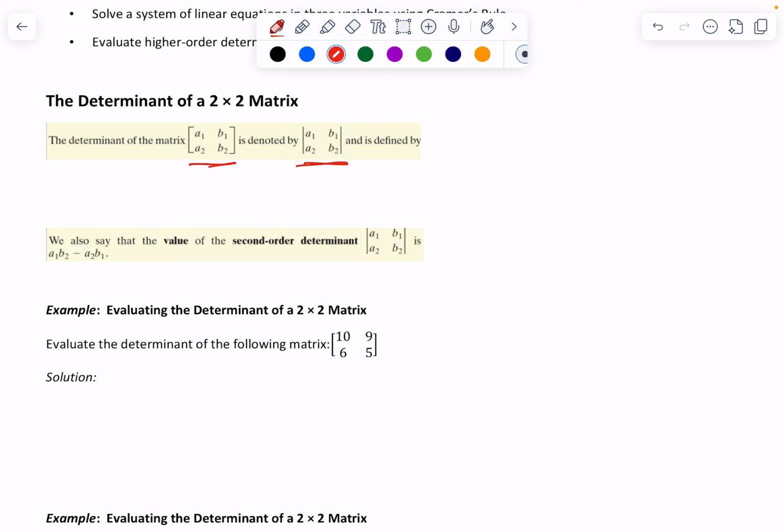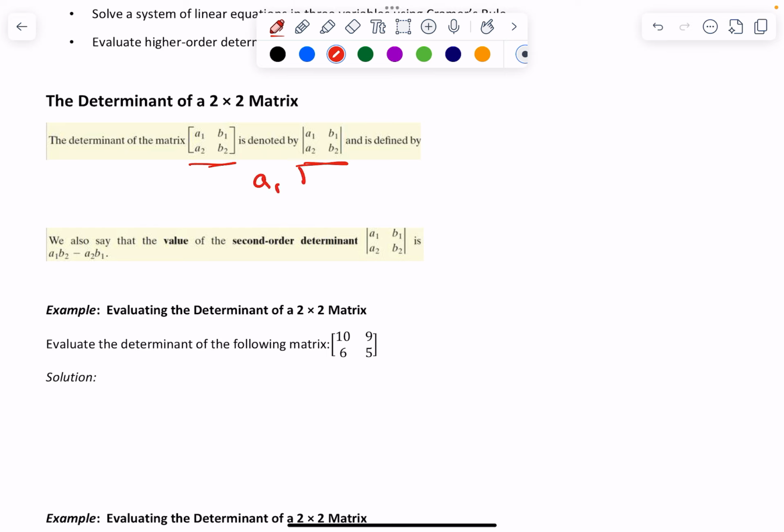As you can see, the matrix has the elements A1, A2, B1, and B2. The determinant has the same elements. It's just switched from the brackets to the straight lines. And now we can actually calculate the determinant.